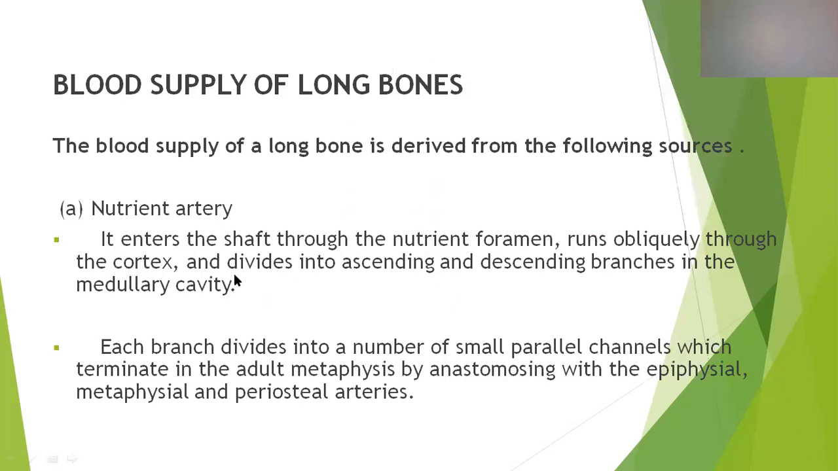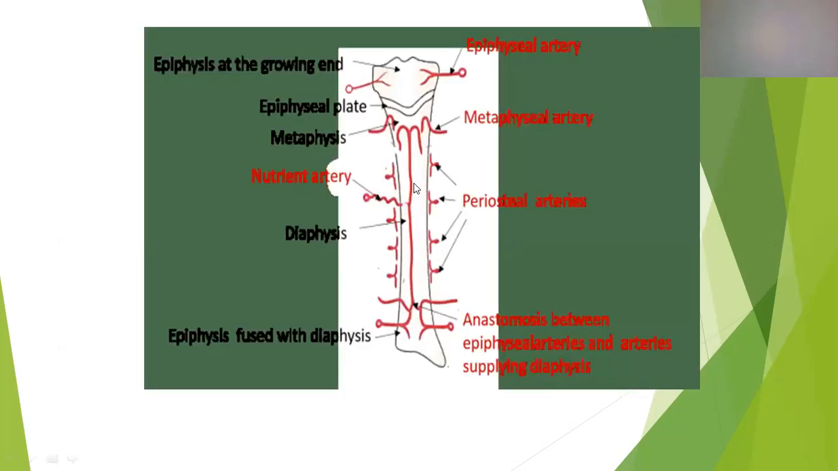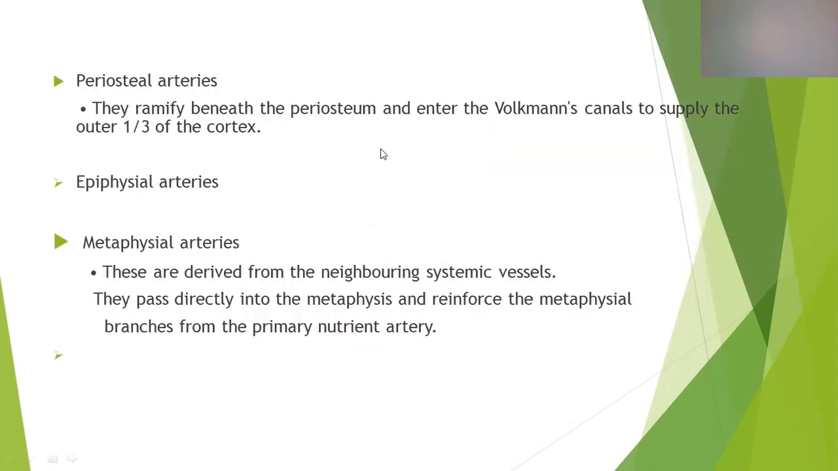So it enters the shaft through the nutrient foramen. Then inside the marrow cavity, it divides into an ascending and a descending branch. Each branch divides into numerous parallel branches, which terminate in the metaphyseal end by joining with the epiphyseal, metaphyseal and periosteal arteries. This diagram shows that. Those branches join here with the other arteries and terminate here. So that one is the nutrient artery.